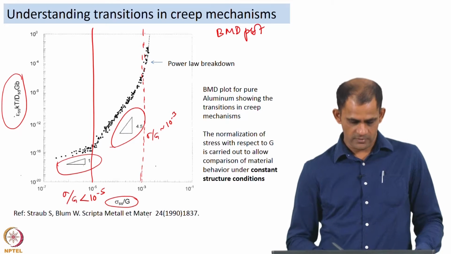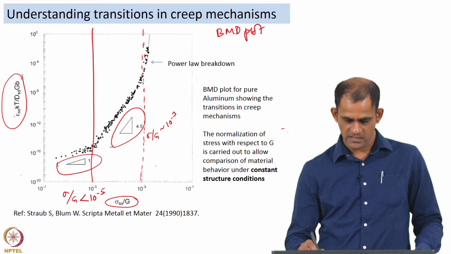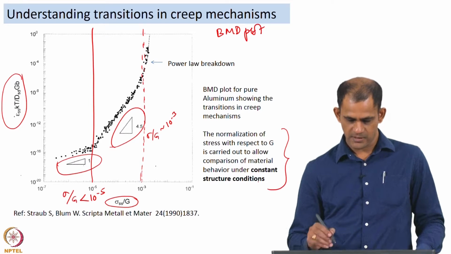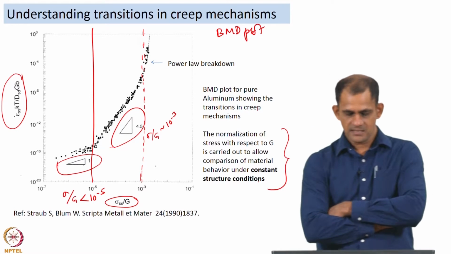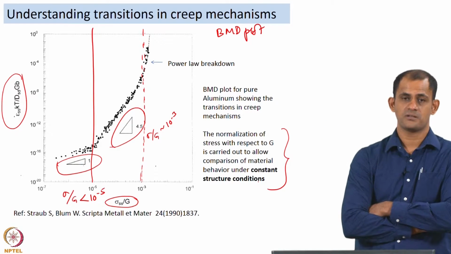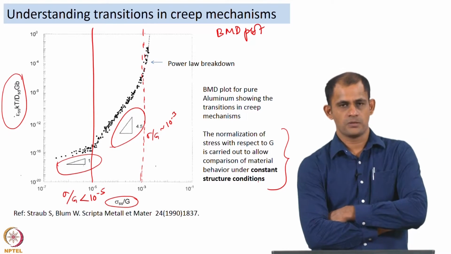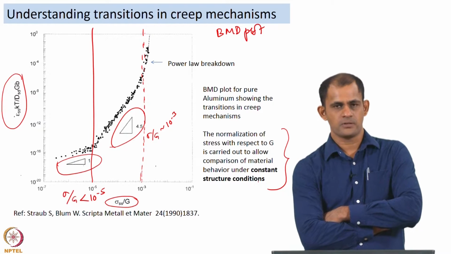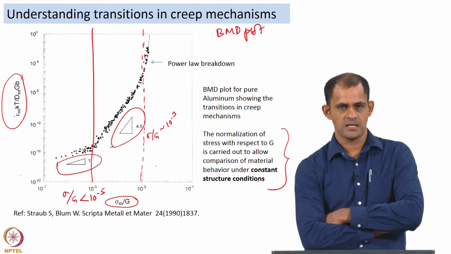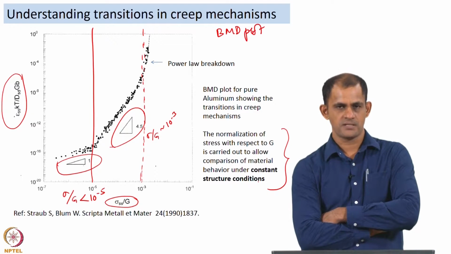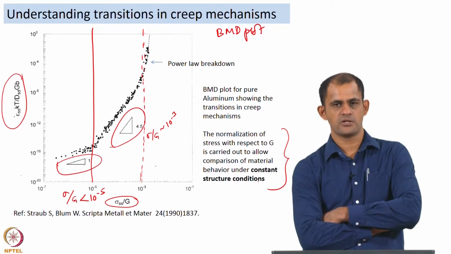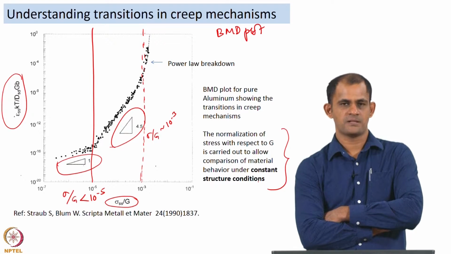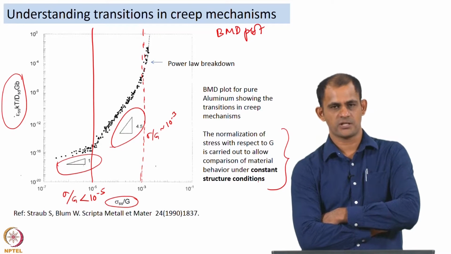Now, the key aspect here is the normalization of the stress with respect to shear modulus. So, why is the stress normalized with shear modulus? We are going to talk about the importance of normalizing the stress with shear modulus. Basically, when you normalize the stress with shear modulus, you are ensuring that the material behavior is being compared under constant structure conditions.